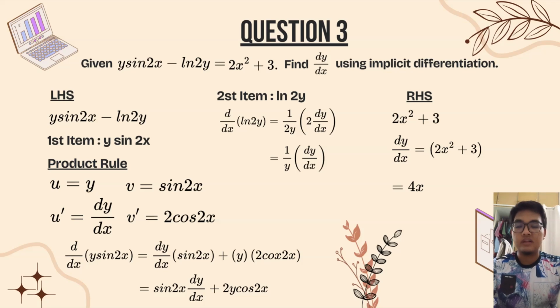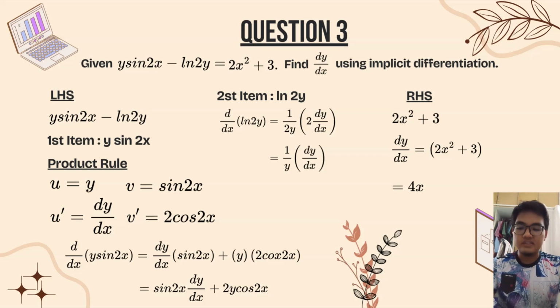We know that the product rule is u prime times v plus v prime times u. So for u equal to y, we can differentiate it to u prime equal to dy over dx. For v equal to sin 2x, we can differentiate it to v prime equal to 2 cos 2x.